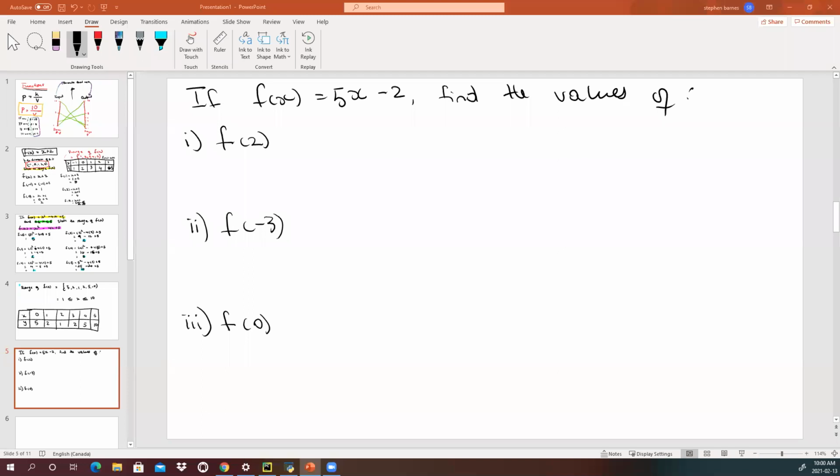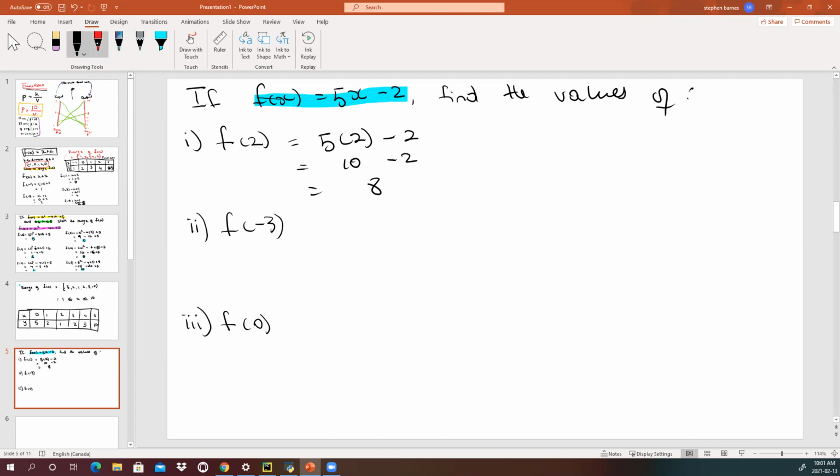Let's work through these ones very quickly. So we have our function right here. All we are going to do is put these particular domain values that we're asked for, the x values, into the function to see what the output, the range value, would be. So this would work out to be 5 times 2 minus 2, which is 10 minus 2, which would be 8. You got that? Yes, miss.